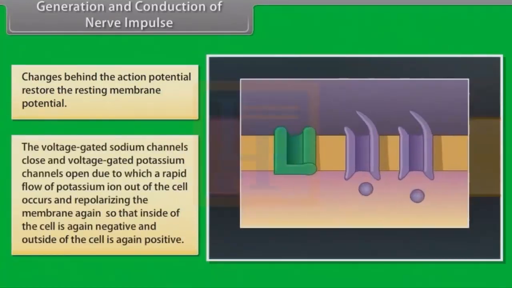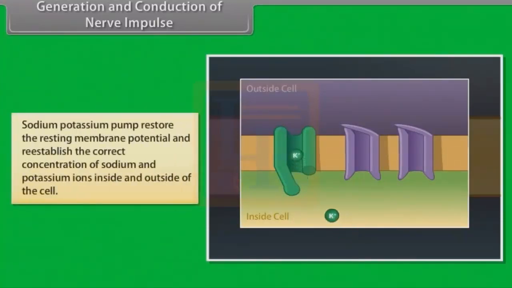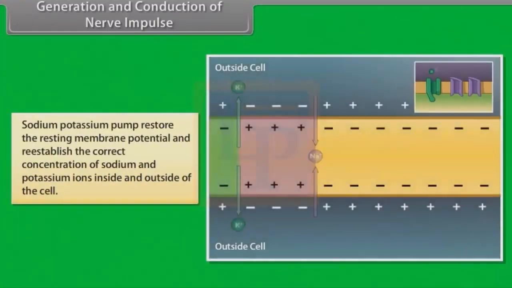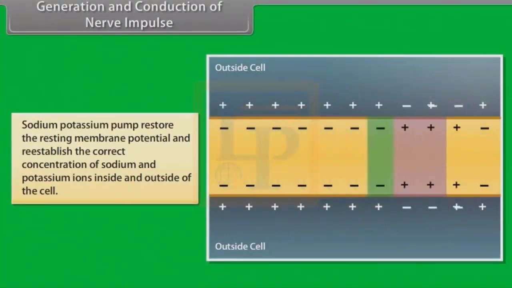The voltage-gated sodium channels close and voltage-gated potassium channels open, due to which a rapid flow of potassium ions out of the cell occurs and repolarizing the membrane again, so that inside of the cell is again negative and outside of the cell is again positive. Sodium-potassium pump restores the resting membrane potential and re-establishes the correct concentration of sodium and potassium ions inside and outside of the cell.